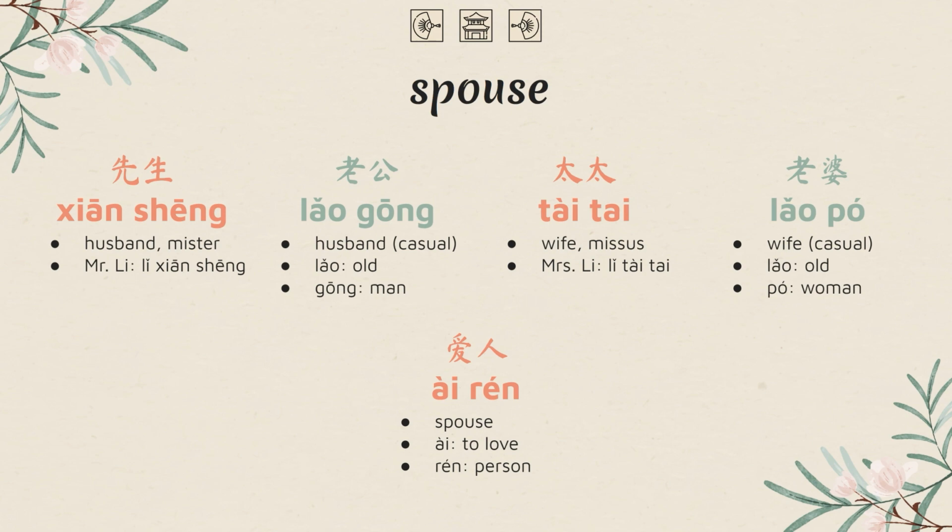爱人. Since 爱 means to love, how would you say I love you? Very good. It's just 我爱你, I love you. Very simple, huh? So how would you say my wife? You could either say 我的太太 or 我太太. Or if you want to be casual about it, you can say 我的老婆 or 我老婆. What about your husband? 你先生 or 你的先生. And the casual way would be 你老公 or 你的老公. 很好, very good. Let's move on.